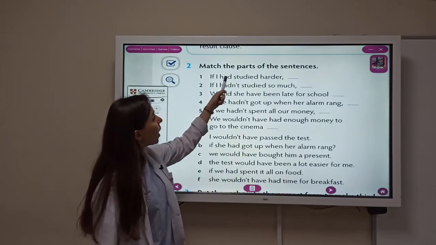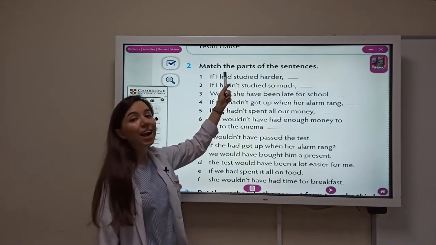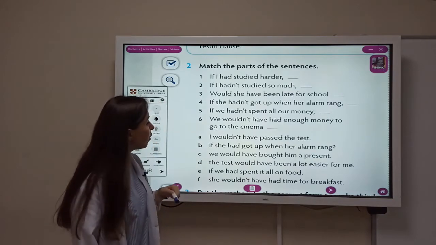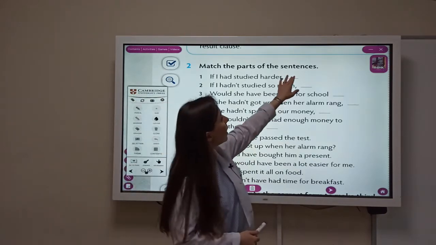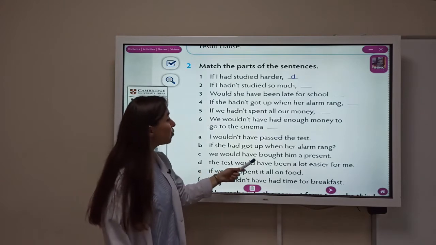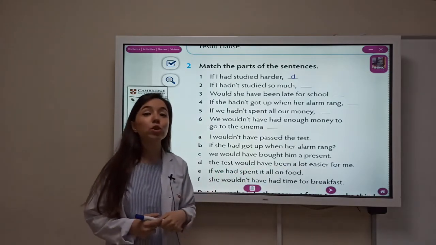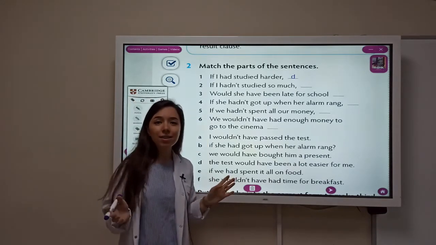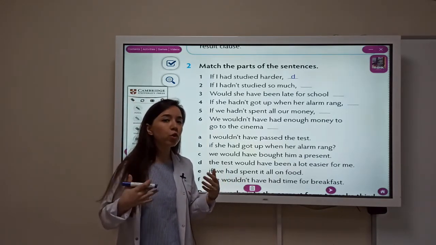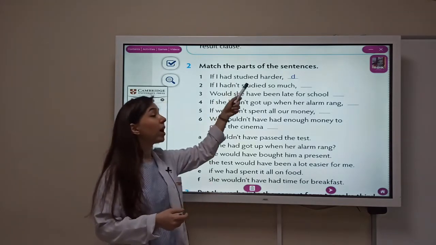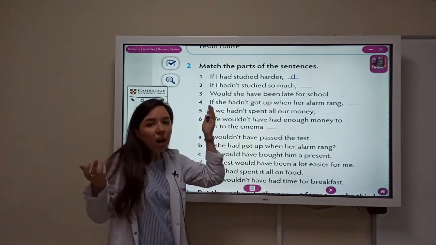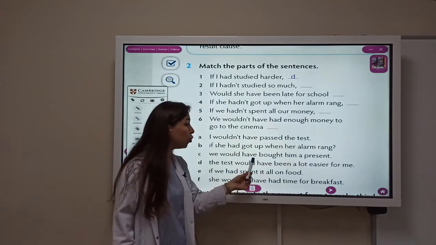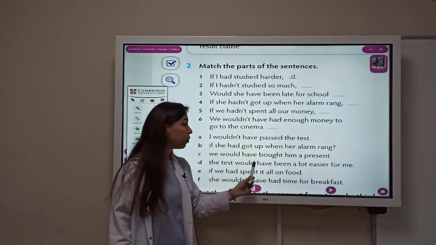If I had studied hard, look at here again, had studied, past perfect tense, yes? If I had studied hard, which one is going to be matched with this? Let's check the answer D. The test would have been a lot easier for me. So, in the past, I didn't study hard. Yes, I didn't study. So it's an unreal situation. I know that I didn't study. So I said, if I had studied hard, but I didn't do it, the test would have been a lot easier for me. Would have plus past participle: would have been a lot easier for me.